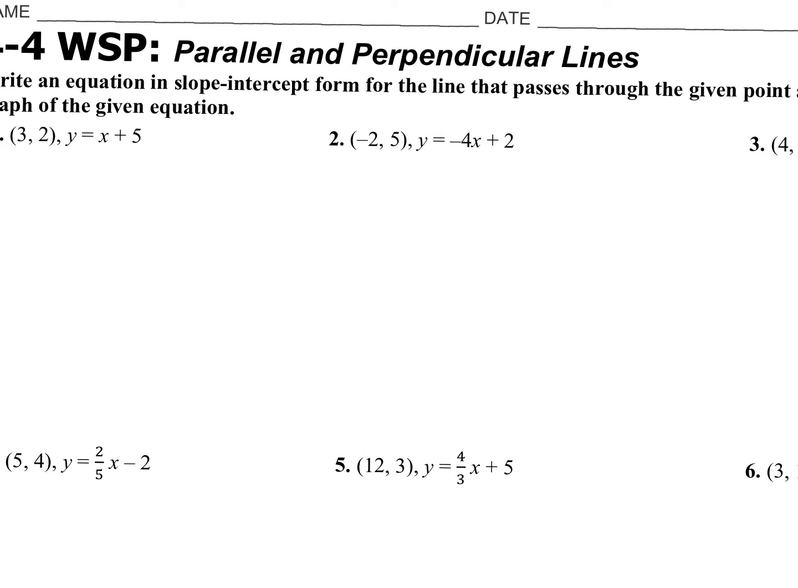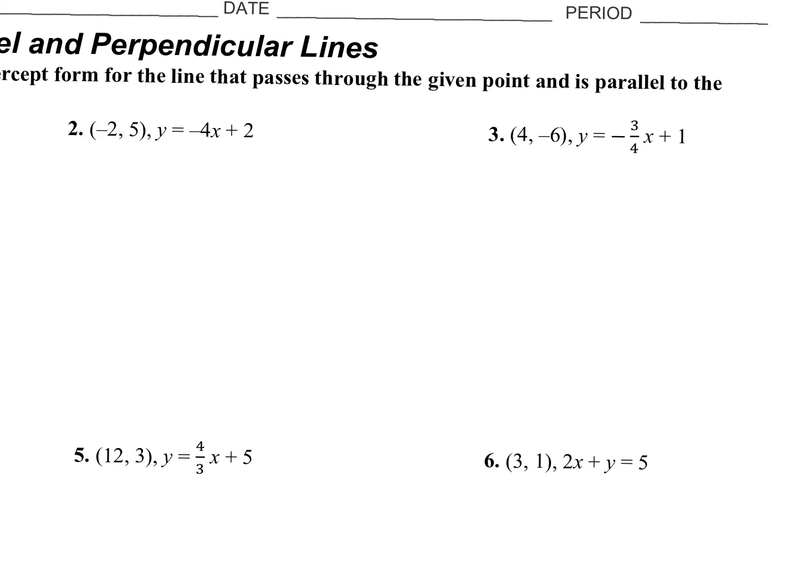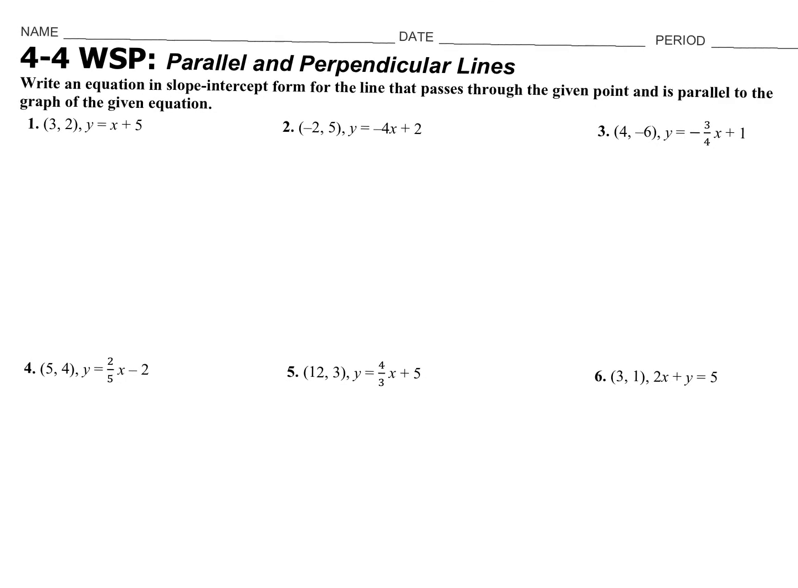equations that are given to us and they're parallel to our line, okay? So they want you to, just like on the other worksheet, write an equation in slope-intercept form of the line that passes through the given point and is parallel to the given equation.